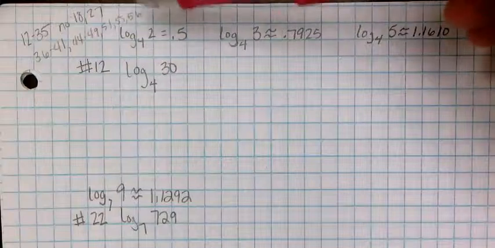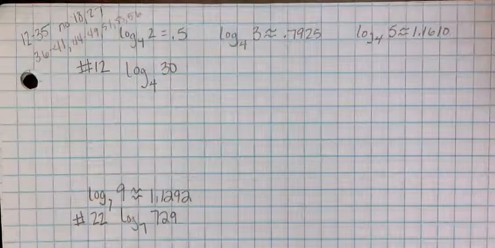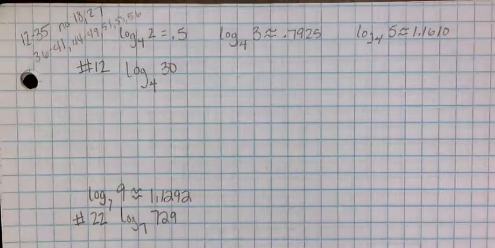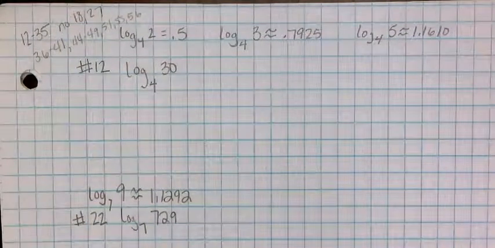left-hand corner. You have 12 through 35, do not do 18 or 27. Then you have 36 through 41, 44 through 49, 51, 55, and 56. This is on page 488.